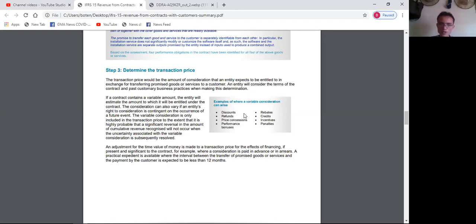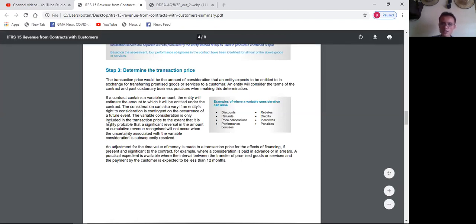So for example, for a discount, if the customer will avail of the discount, that's the time that we are going to give the discount. Meaning it's going to depend upon the availment of the customer. If ever that is to be resolved in the future, at this point in time when we determine the transaction price, it is highly probable. Highly probable is even more than probable.